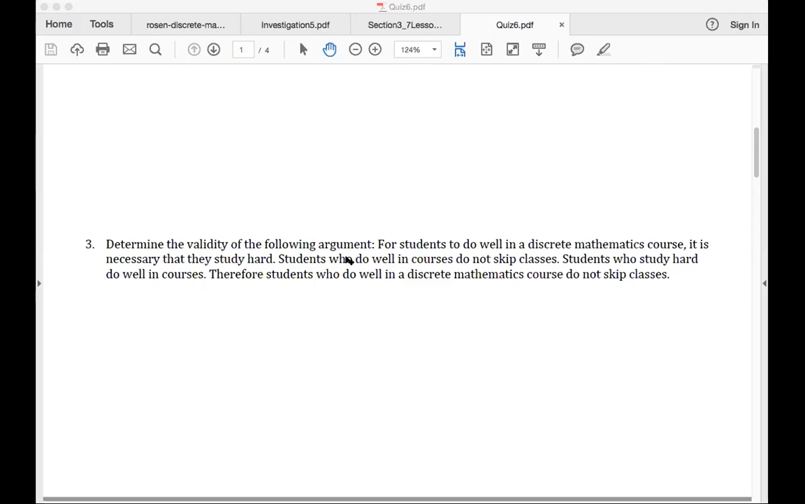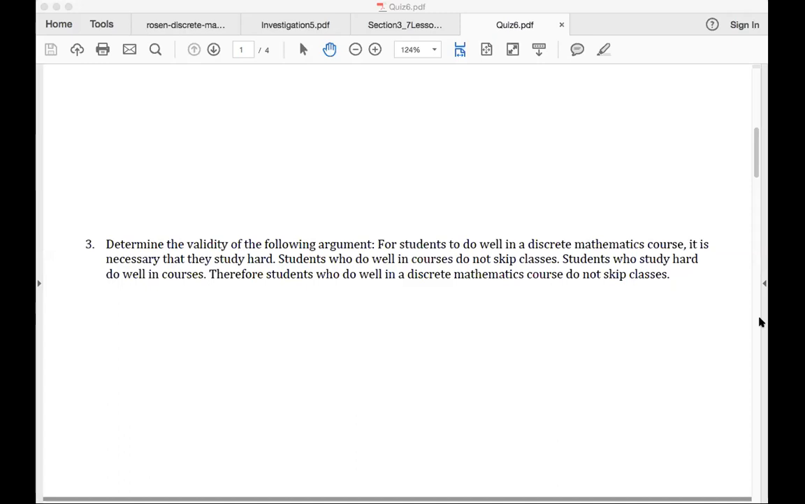Then the second sentence, students who do well in courses do not skip classes. Students who do well in courses is R, and do not skip classes is not S. Next, students who study hard, so Q implies do well in courses, R. And we need to prove that students who do well in a discrete math course, P, implies do not skip classes, not S. That's the translation that I see for this.